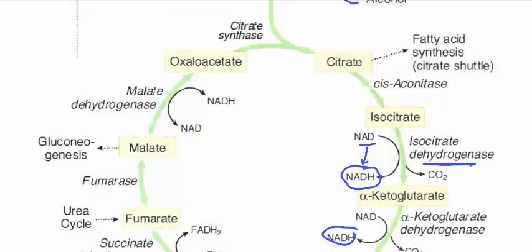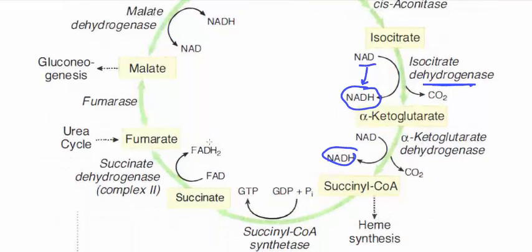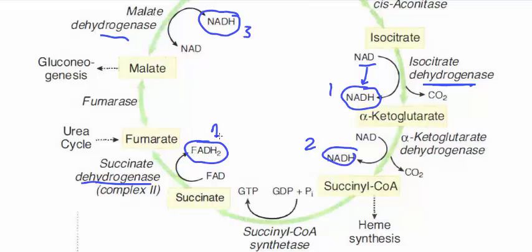Yes, there is a dehydrogenase, alpha ketoglutarate dehydrogenase, and then there is another, FADH2. There should be a dehydrogenase, and the dehydrogenase is succinate dehydrogenase, and then malate dehydrogenase. So there should be NADH, and this is the third NADH. First NADH, second NADH, and third NADH. So actually we get 3 NADH when one molecule of acetyl-CoA enters into the Krebs cycle. In addition, we get 1 FADH2.